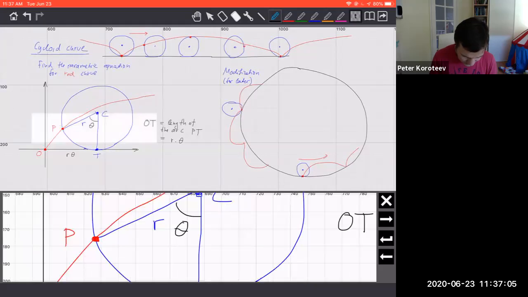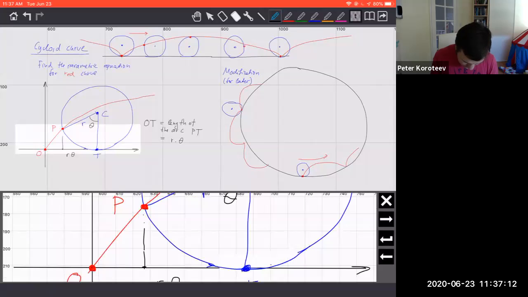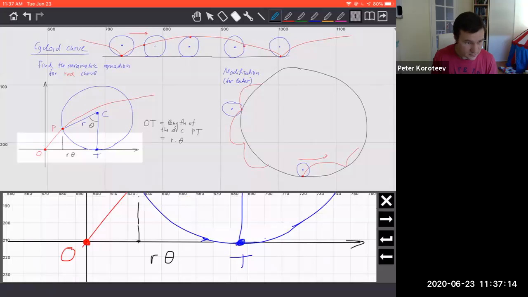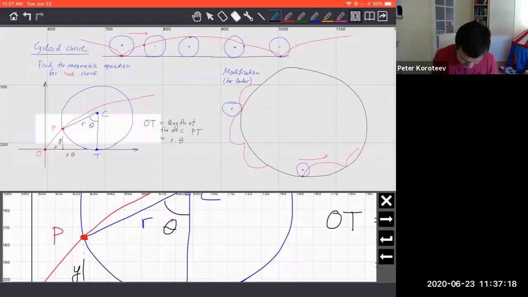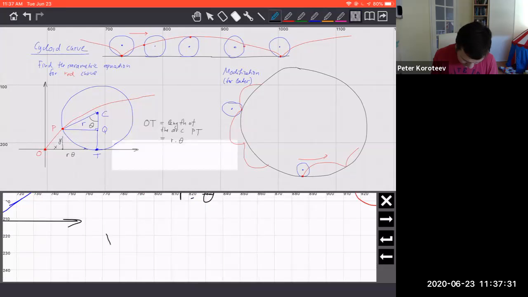Okay, so now you can find the x coordinate of P. Let's just call it x. Little x and little y. So to find x, we need to subtract. There's a simple geometry here. Let's call this point maybe Q. There's a straight angle here. Now the x coordinate should be equal to OT minus PQ.